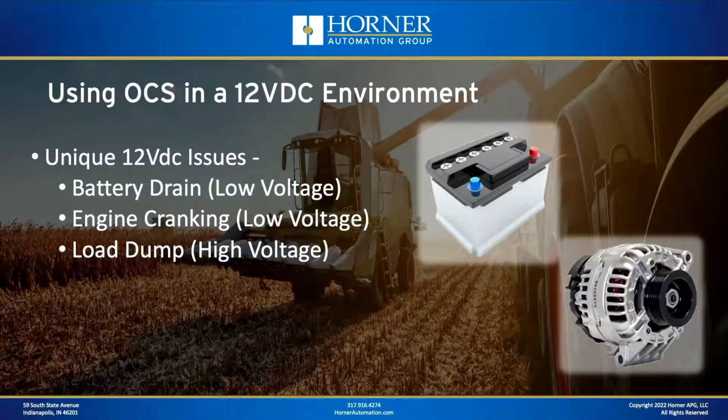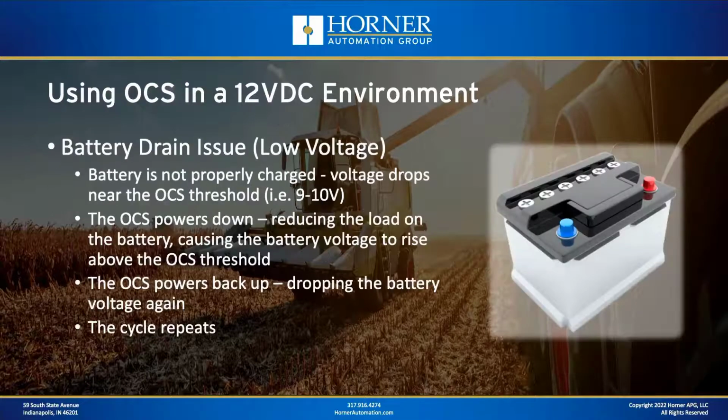During the next portion of our presentation, we're going to talk about 3 unique 12-volt DC issues that you run into in mobile applications for sure. They're all related to the fact that you've got a battery and an alternator very often in these systems. The 3 issues we're going to talk about one at a time are battery drain, which is a low voltage condition, engine cranking, which is another low voltage condition, and then something called load dump, which is a high voltage condition, or specifically a high transient voltage condition. All right, let's take a look at these one at a time.